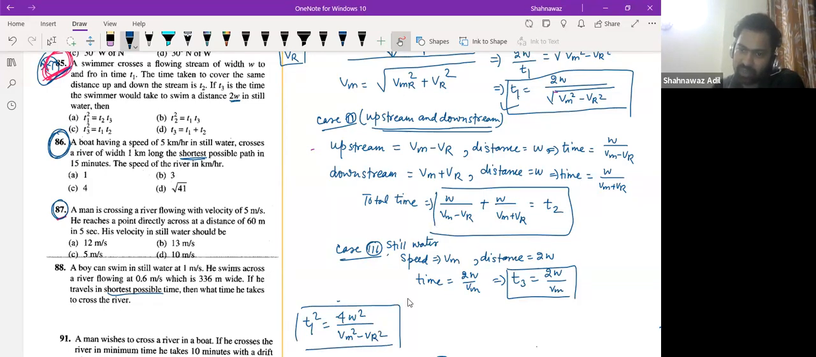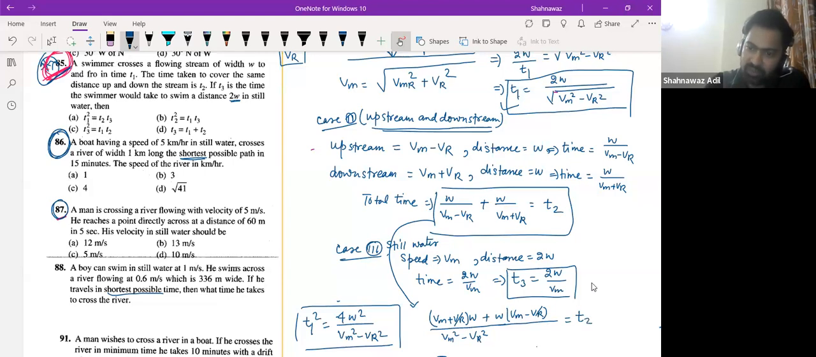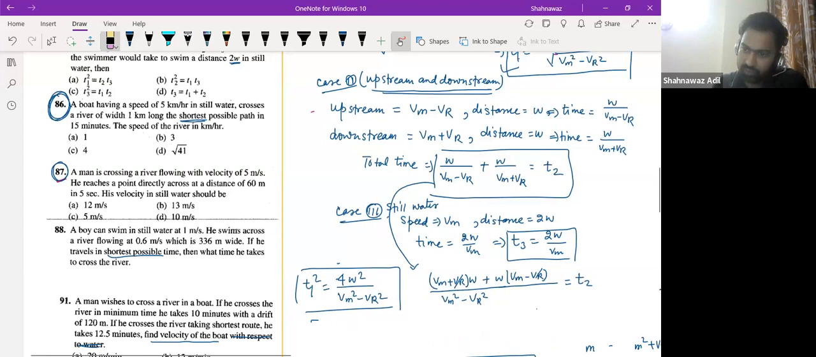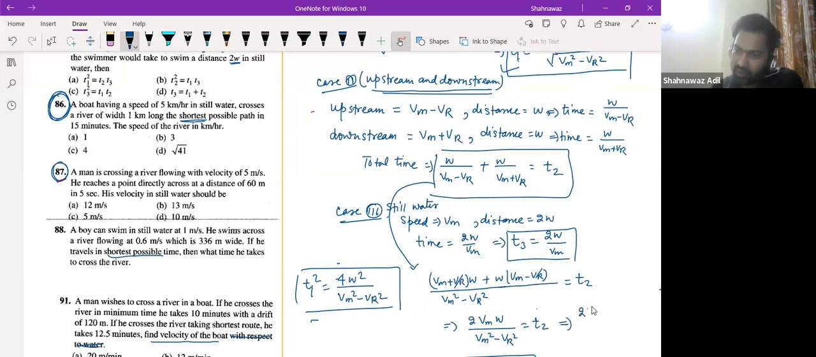If we take the LCM of this, it is Vm square minus Vr square, and this is W times Vm plus Vr plus W times Vm minus Vr. So the Vr part will cancel. And this is T2. So what we will get is 2Vm W divided by Vm square minus Vr square. And this is T2. And we know that Vm square minus Vr square is 4W square divided by T1 square. Right, so Vm W divided by 4W square.